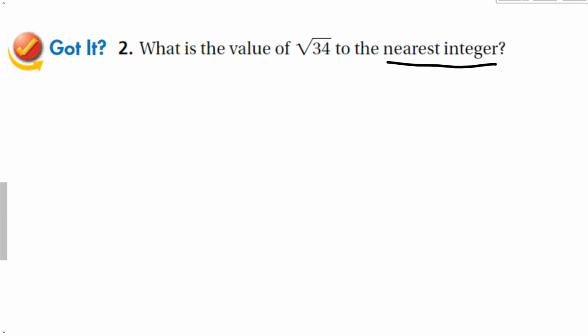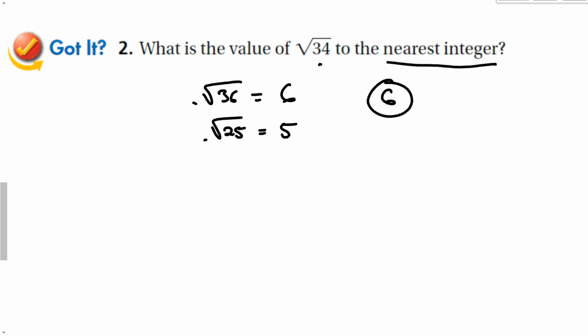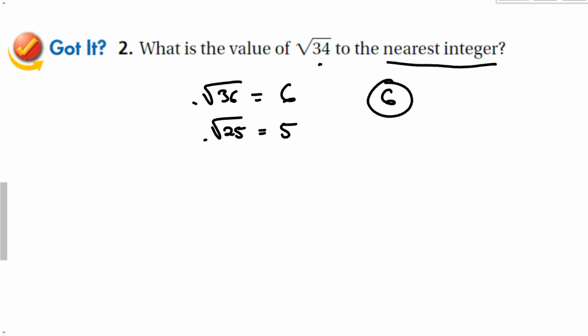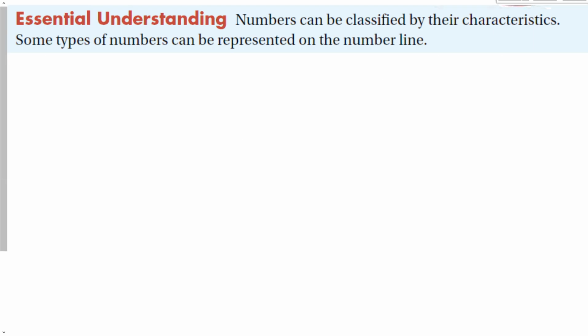But I don't even need to do that because I know that the square root of 36 is going to be 6, and the square root of 25 is going to be 5. And 34 is closer to 36 than it is to 25. So the answer would be 6. And that's just rounding to the nearest integer. So depending on what the problem says, the answer could be 5.83 if we want to find an exact answer, or in this case, rounding to the nearest integer, we can round up to 6.